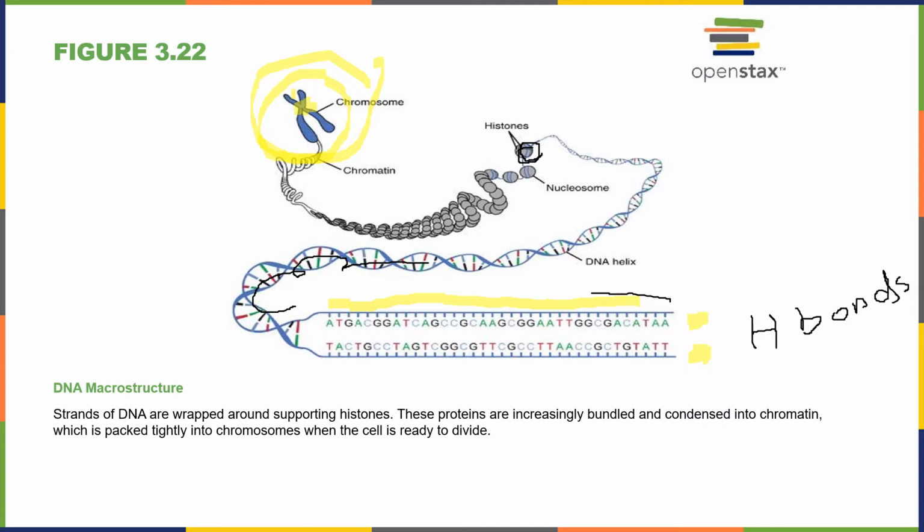Then we condense that, put it into a little coil, and then put that coil also into a coil. All of this is condensed into a chromosome to keep it from getting all tangled up, particularly during cell division. So this is what it looks like during cell division. In this illustration, they've attached it here, but don't worry about that attachment. When we're talking about protein synthesis, we're pretty much interested in this sequence.